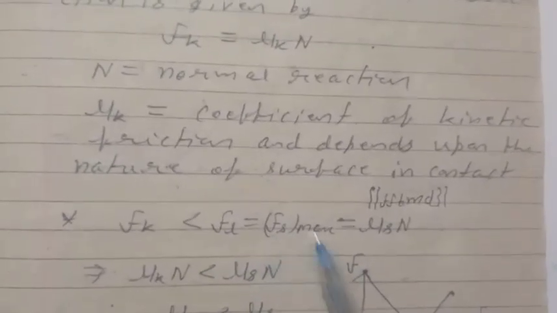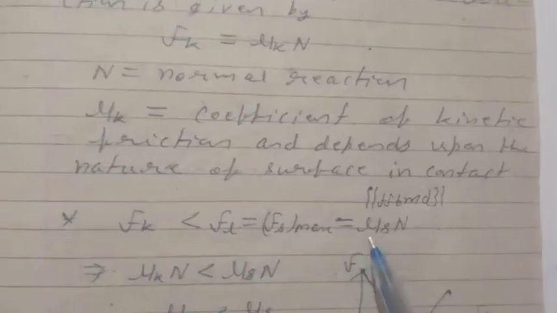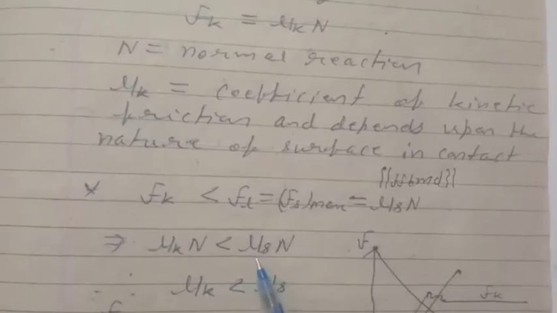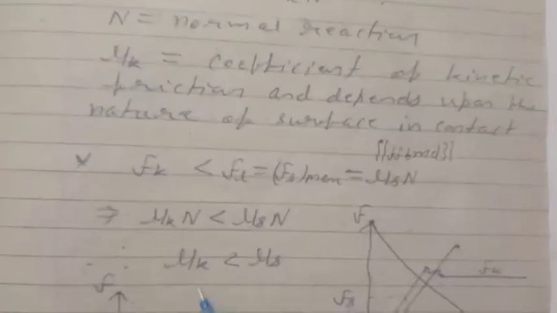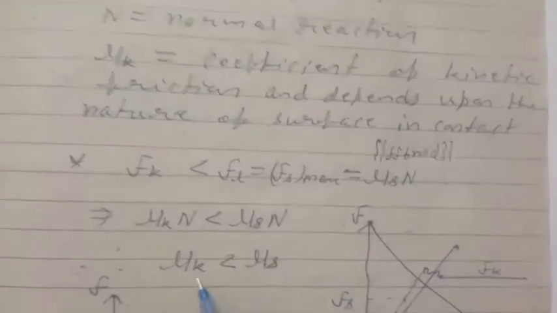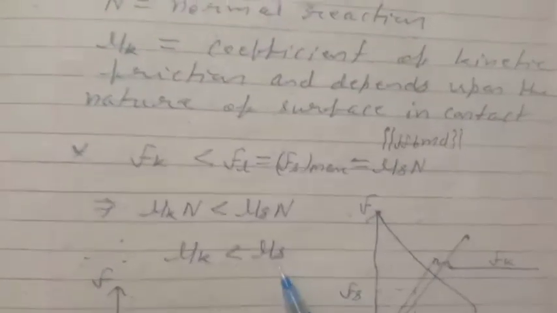Now Fk must be less than the limiting friction, or the maximum static friction Fs max, which equals mu s N. That is, Fk must be less than mu s into N, not equal. So mu k into N is less than mu s into N, hence mu k is less than mu s. So the coefficient of kinetic friction is always less than the coefficient of static friction.